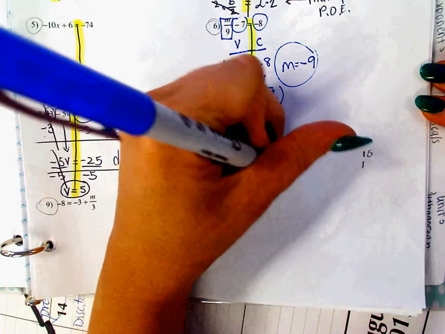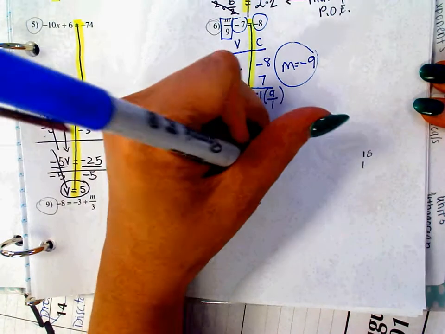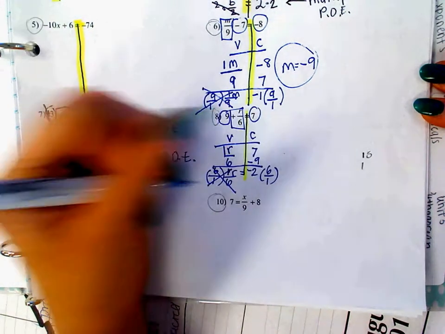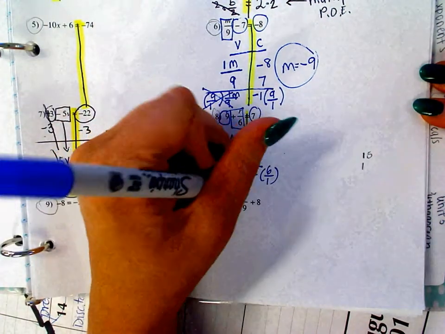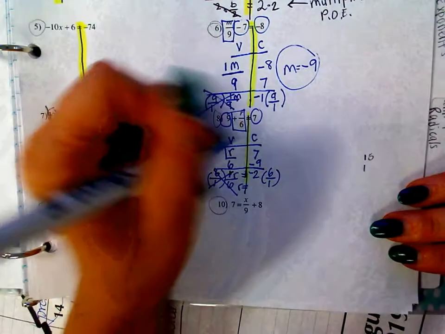Draw your parentheses, and then we'll multiply. Flip the fraction, cancel it out, and r equals -2 times 6 over 1, which is -12.